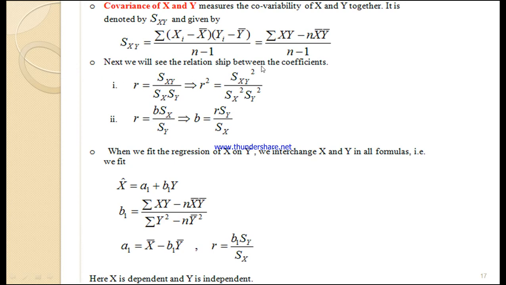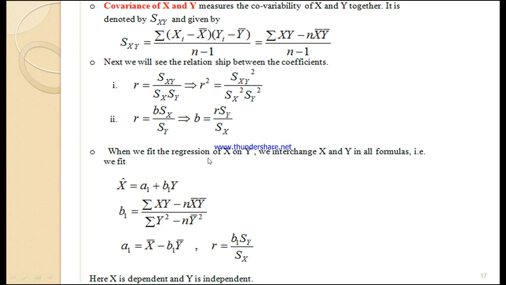On the other hand, the relationship between the coefficients is determined by using this formula. R is equal to s sub xy divided by s sub x times s sub y, which implies R squared is equal to s sub xy squared divided by s sub x squared times s sub y squared, or R is equal to b times s sub x divided by s sub y, which implies b is equal to R times s sub y divided by s sub x.